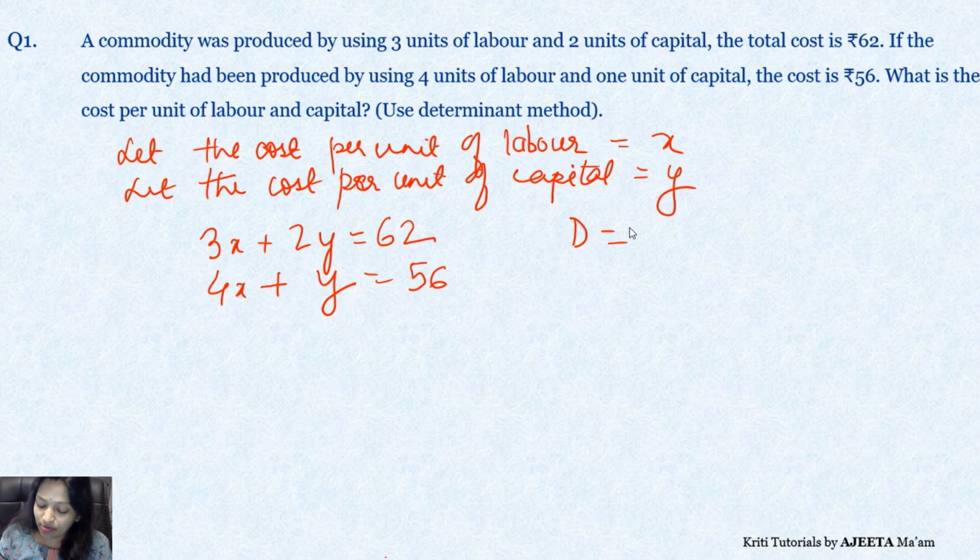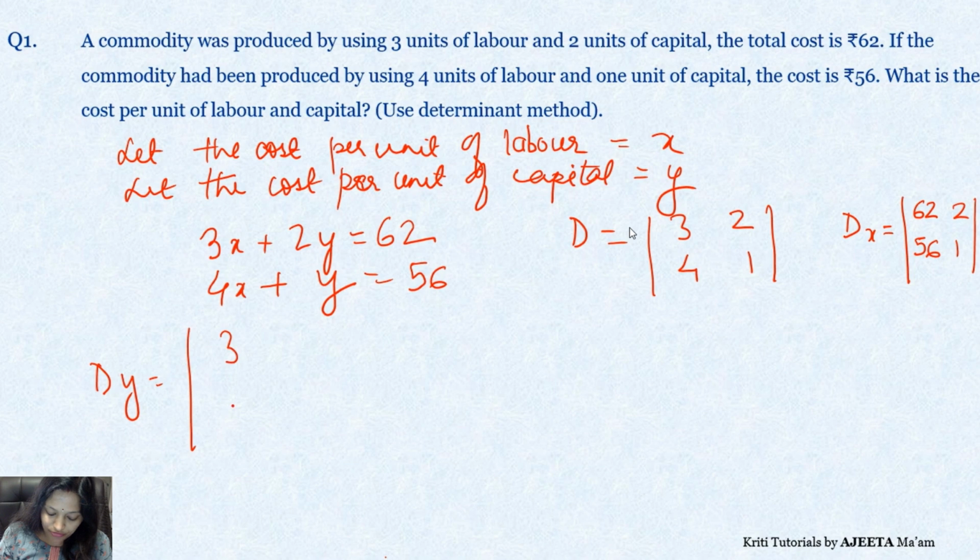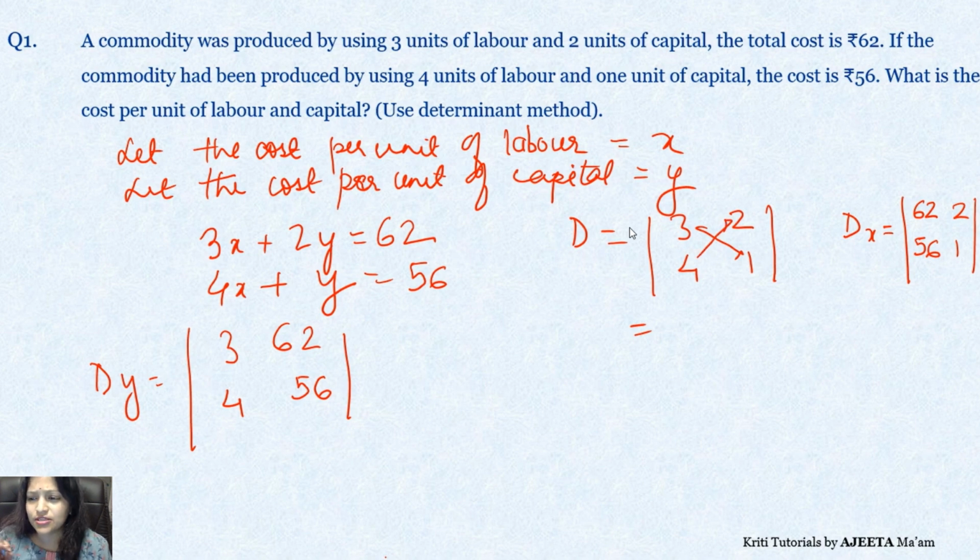Right? So now D will be what? The matrix of the coefficients of x and y. What will be Dx? Dx will be the matrix of the constant terms and the y coefficients. What will be Dy? Dy will be the matrix of the x coefficients and the constant terms. Now let's do it down minus up. Remember, just down minus up. You will never land up with wrong calculations.